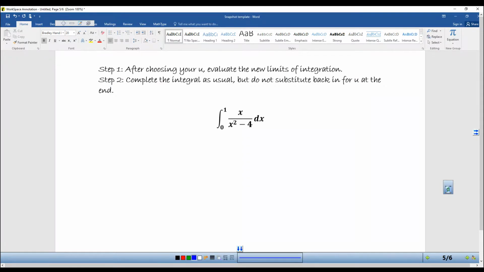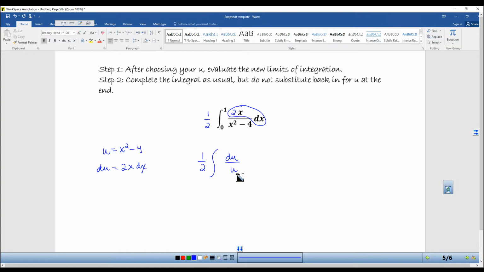So for this one, I'm going to let u be x squared minus 4. My du is 2x dx. I don't actually have a 2x dx, I just have the x and the dx, so I do need to add a 2 and a 1/2 on the outside in order to kind of counterbalance that 2. So now I can rewrite this as 1/2 the integral, and all of this I can replace with du over u.